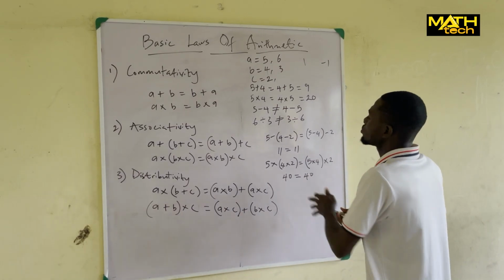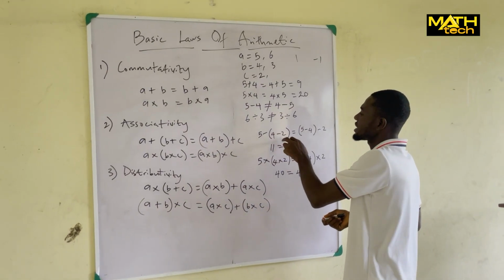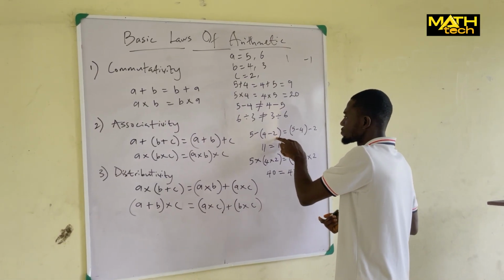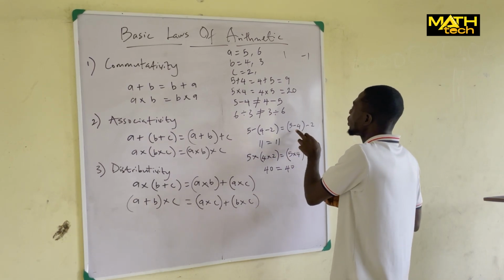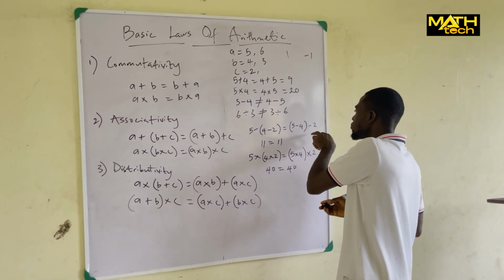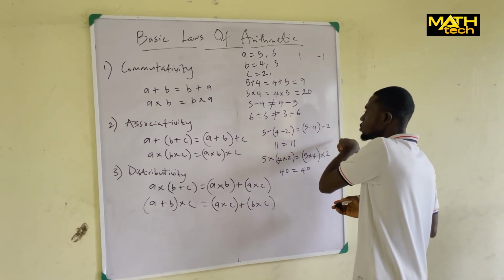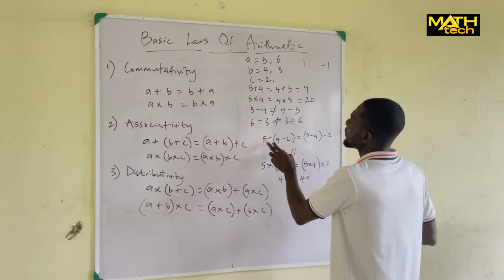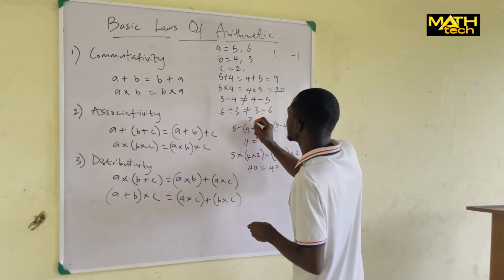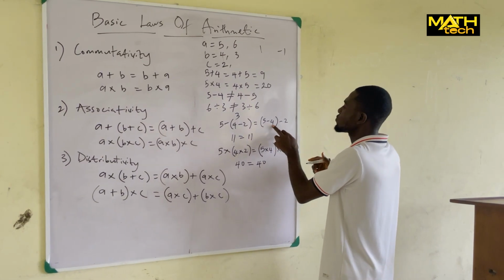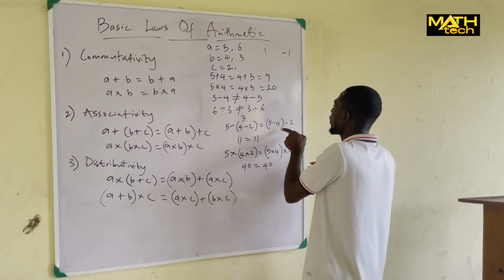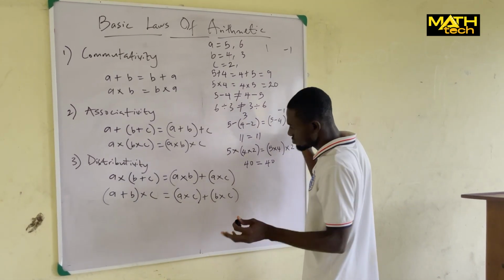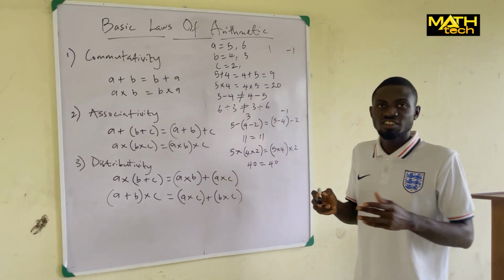Okay. So now 5 minus bracket 4 minus 2. Let's see if it's equal to bracket 5 minus 4 bracket close minus 2. So 4 minus 2 will give us what? 2. 5 minus 2 will give us what? 3. Yeah, 5 minus 4 will give us what? 1 minus 2 will give us what? Same thing for the division.